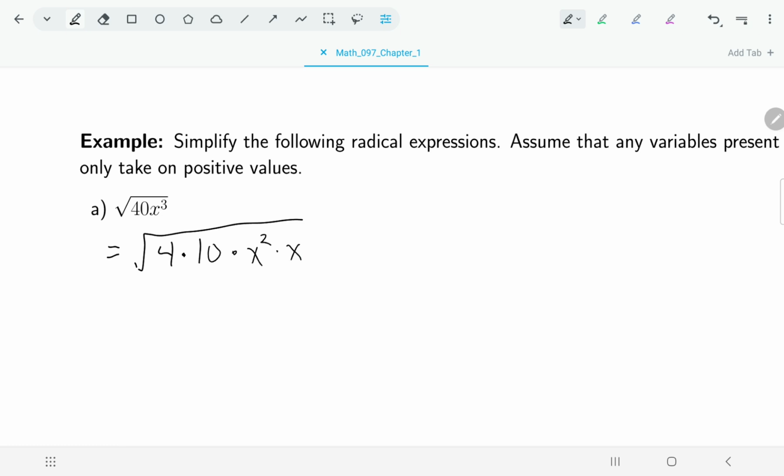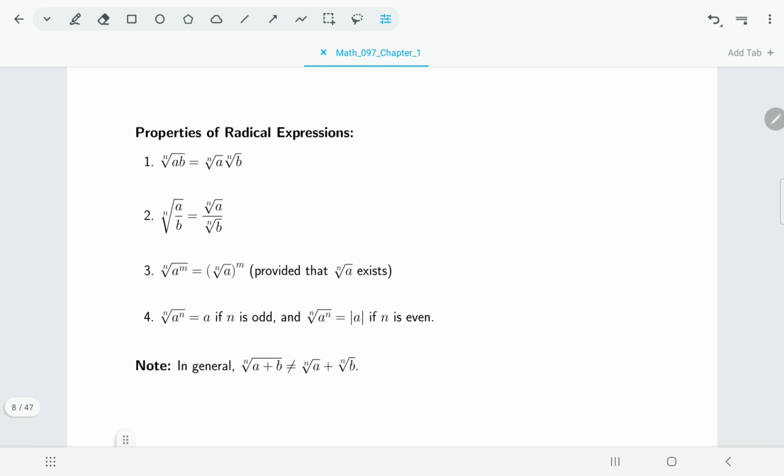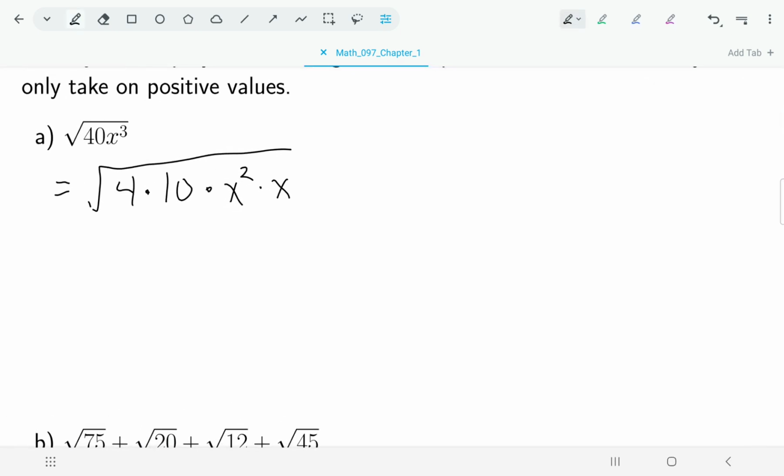And now what I'm going to be doing here is using my property that we had from a couple of slides ago. The property was that if we have some things that are being multiplied together inside of a root, then I can just take each of those individual factors and put them inside of roots. So here, for my example that we're looking at, we have 4 different things inside of a root. So I could say, well, that's the square root of 4 times the square root of 10 times the square root of x squared times the square root of x.